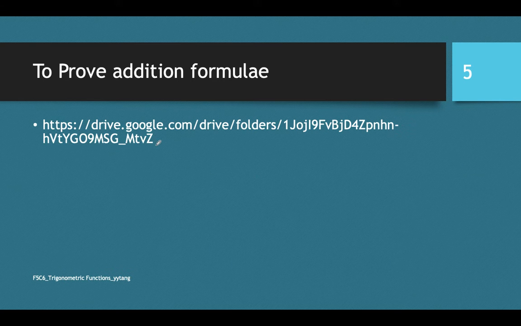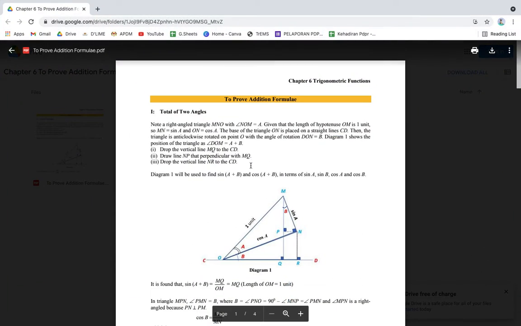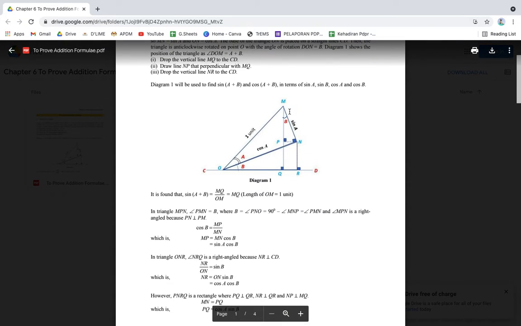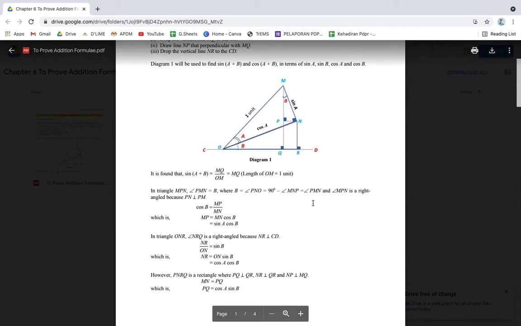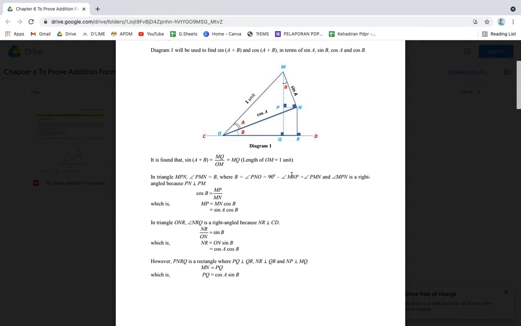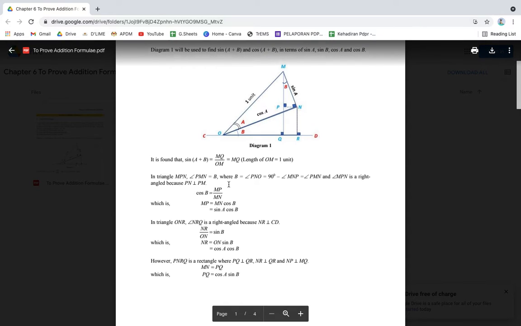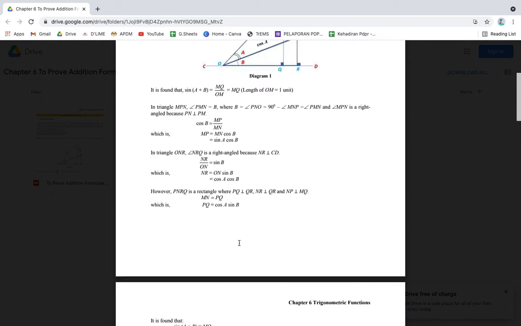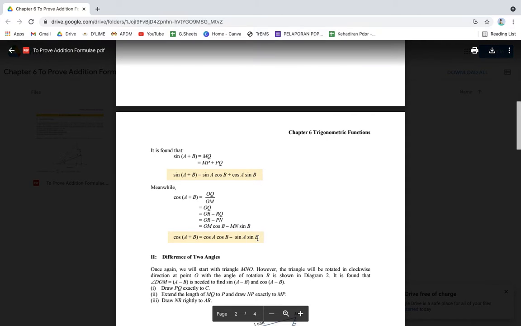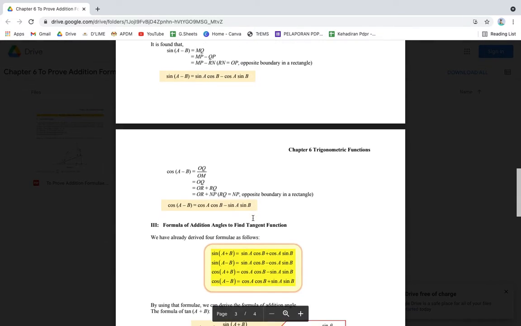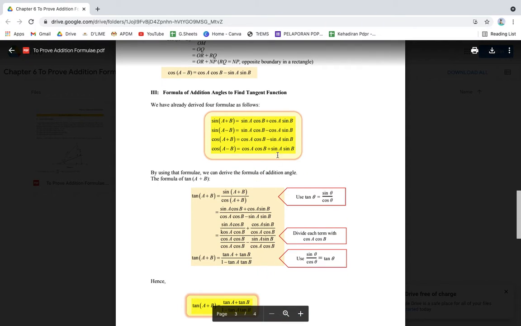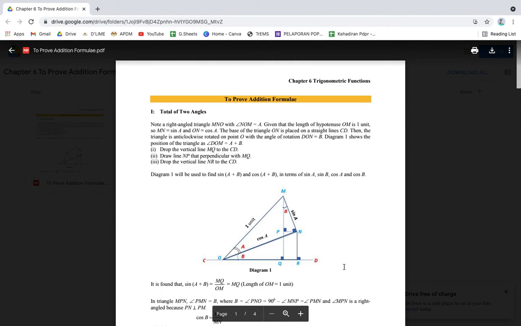Alright, this one is to prove the addition formula, the total of 2 angles. I will share this for you. You can see how it is. From the triangle here, and from the original sine, cos, tangent, it comes like this. So therefore, this is 1, 2, 3. Quite long. Now see how it comes to prove it. I will share this with you.